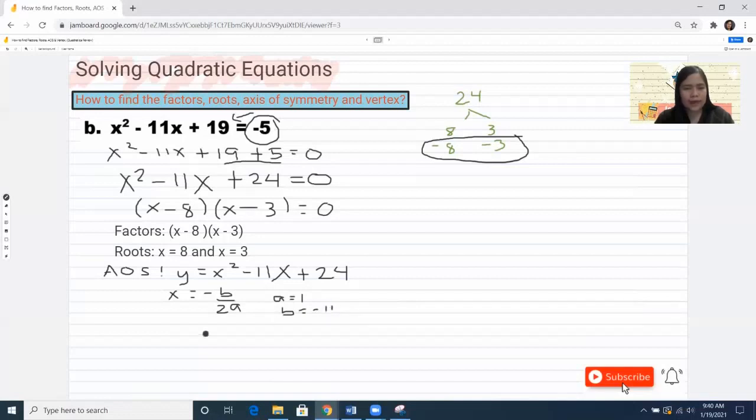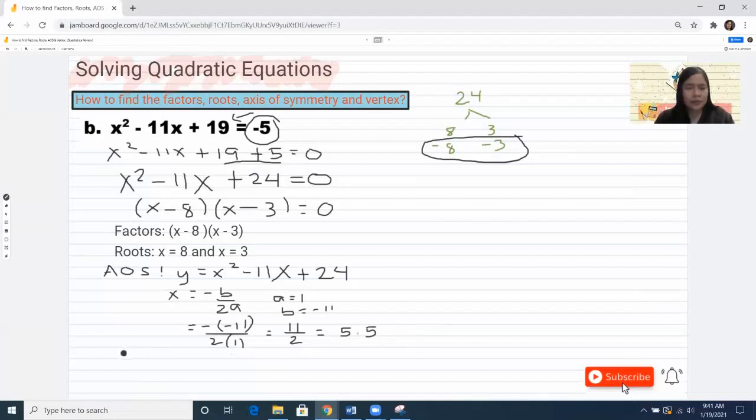Let us simplify it now by substituting all the values. Negative, don't forget the negative. So we have negative of negative 11 over 2 times 1. Your a is 1. So negative times negative 11 is positive 11. 2 times 1 is 2. Then how many 2's can we get from 11? 5, and a half, or simply 5.5. So that is the axis of symmetry.